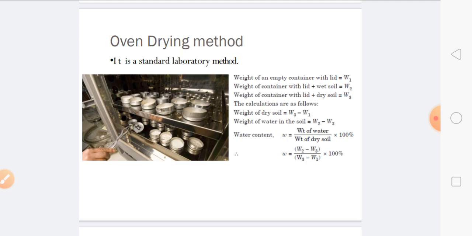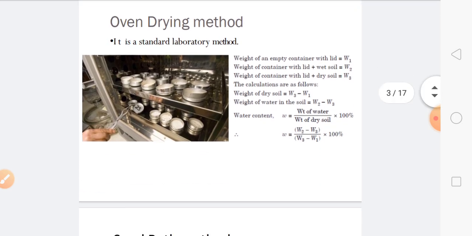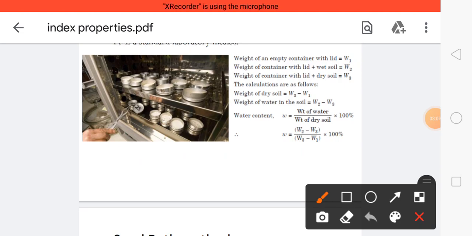Coarse grained soil will take less time, and fine grained soil will take more time for drying. Usually the sample is kept for about 24 hours in the oven so that complete drying is assured. And see here, we are maintaining the temperature between 105 degree centigrade and 110 degree centigrade.